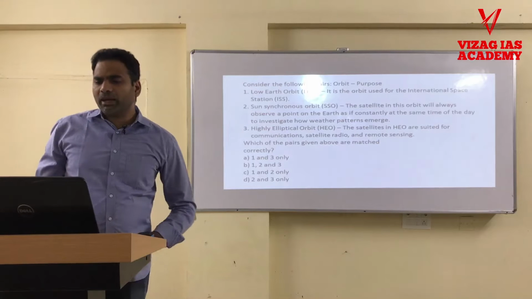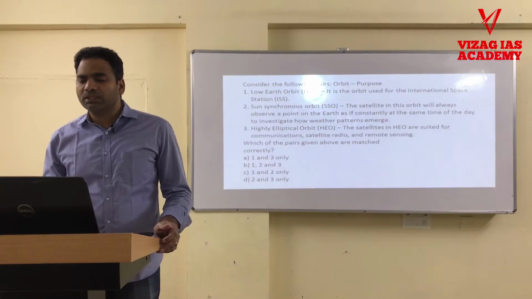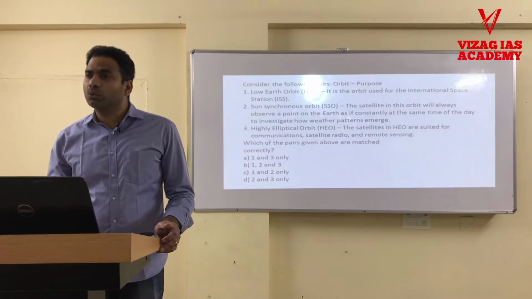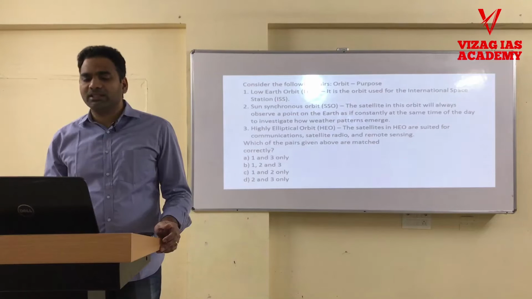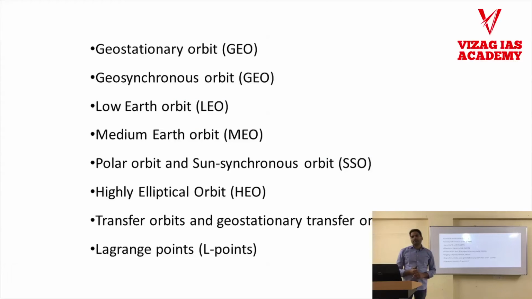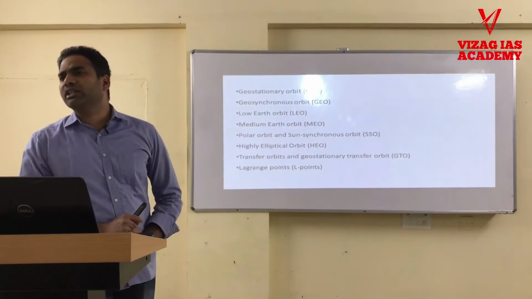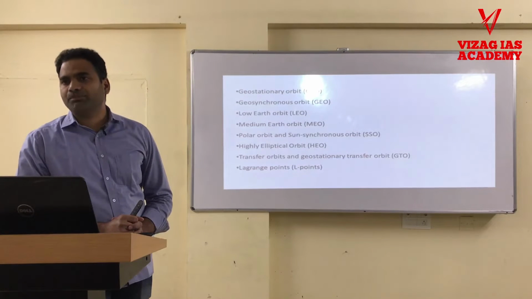So coming back, what is the answer? 1 is true, sun synchronous true, B is the answer, okay. Now there are so many other orbits, not just geosynchronous, geostationary or elliptical orbits. There are a couple of other orbits. You have to know them very clearly, okay.